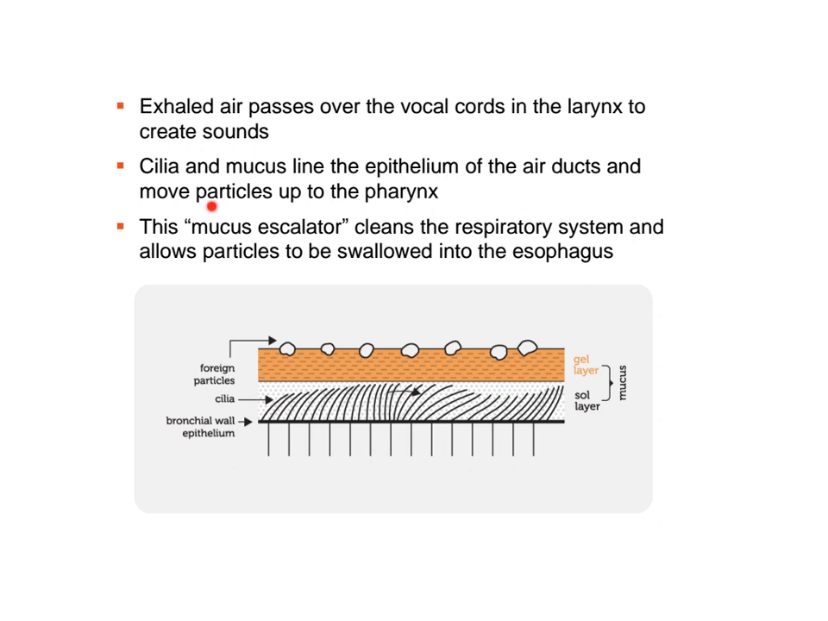And what these cilia do is essentially move the particles that you breathe in by accident or that are in the air, dust, viruses, bacteria, things like that, and they move them up to the pharynx. So this is referred to as a mucus escalator. The mucus is very effective at picking up the bacteria and dust and foreign particles. It essentially continuously cleans the respiratory system and allows these particles to be swallowed at the level of the esophagus.